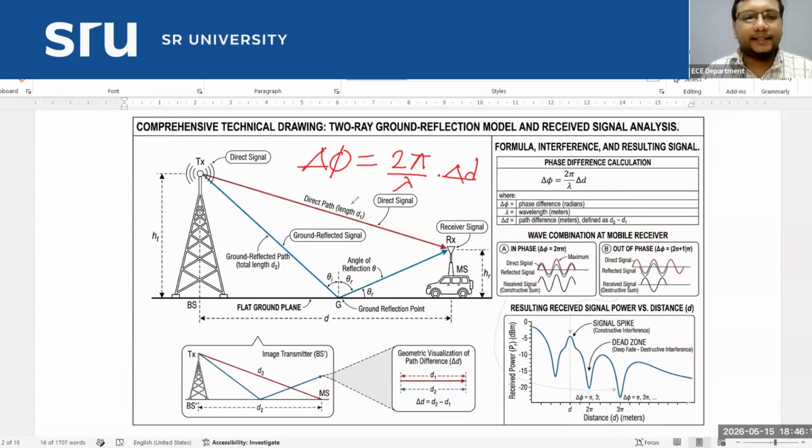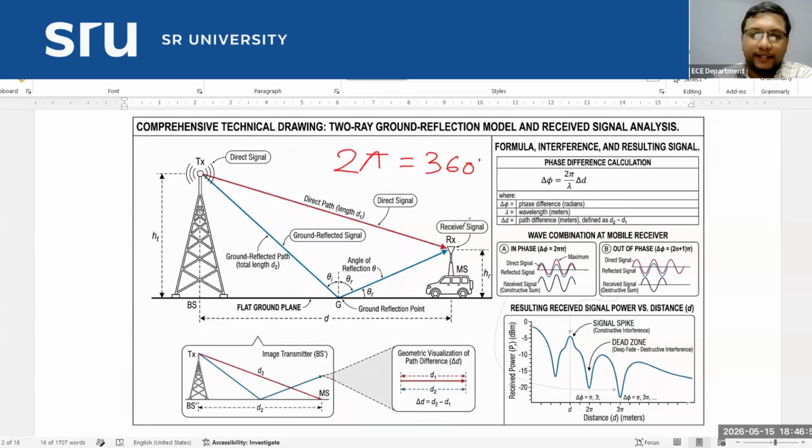As there exists some path difference between this direct path and this ground reflected path, definitely there will be some phase difference. Now if the phase difference between these two components is zero or a multiple of 2 pi. So 2 pi means 360 degrees.